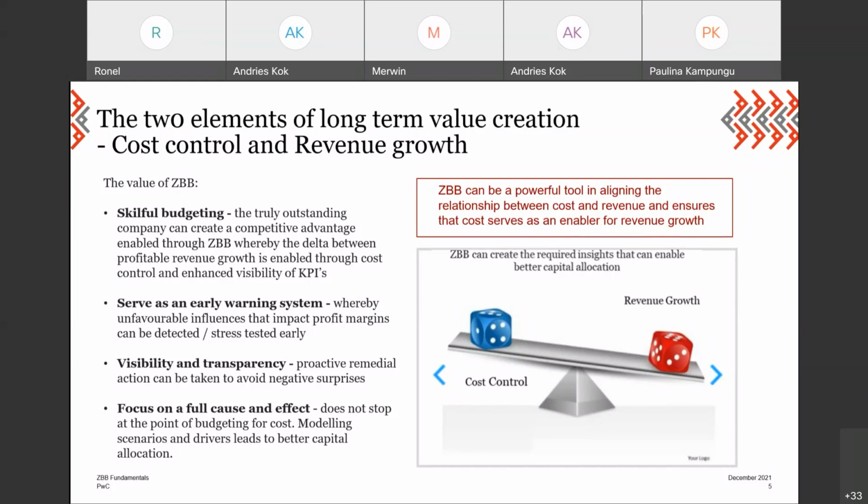So through enhanced visibility and transparency that comes from the ZBB process, because inevitably there's going to be a lot of modeling that happens in order to find a baseline with zero inefficiency, you do create sort of an early warning system whereby unfavorable influences can be detected and identified ahead of time, so that you can understand your business cycle better, or you can understand your profit margins better and what effect your costs have on them. But I think ultimately what we want to say before we get into the detail of ZBB is that this is much more sophisticated than just controlling costs, and we hope we can demonstrate that today.